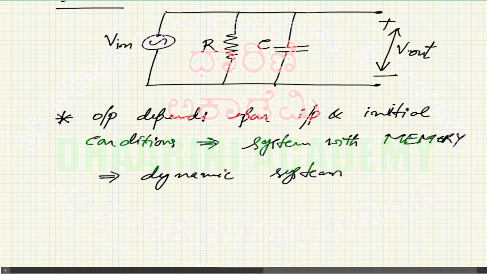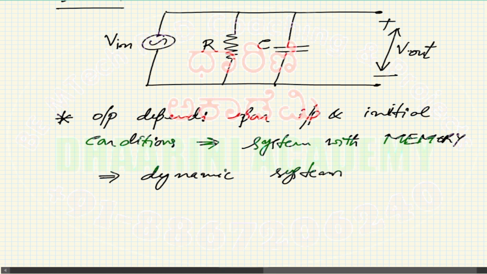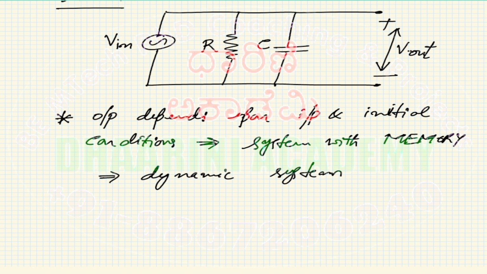Now I'll ask a slightly modified question. What if I replace the capacitor C by another resistance, say R2? What happens to the system now? Is it dynamic or is it something else? Shall I repeat the question? In this circuit, if I replace the capacitance C by another resistor, maybe a different resistor, say R2, is this new circuit dynamic, or has it changed? Is it something else?